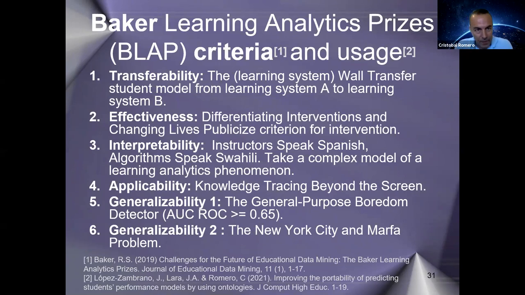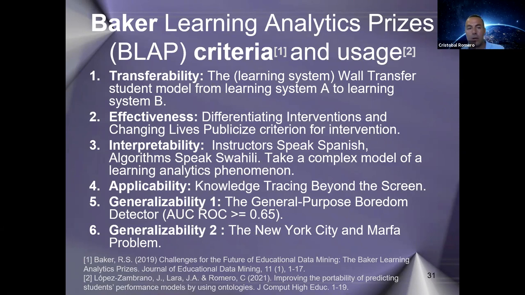Okay, now this is the Baker Learning Analytics Prize criteria. This criteria was proposed by Ryan Baker at the Learning Analytics Conference in, I remember, 2019. They proposed five prizes, and it's related to the future in which the paper improved, because this prize is not about classification, it's in general about learning analytics and educational data mining, but it's very related with the classification problem.